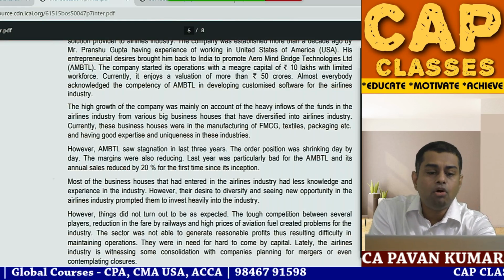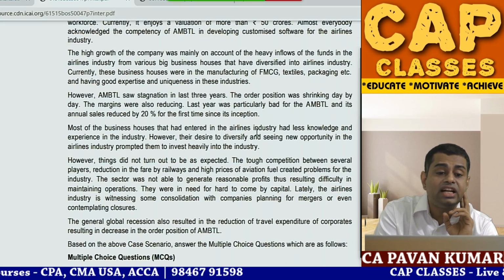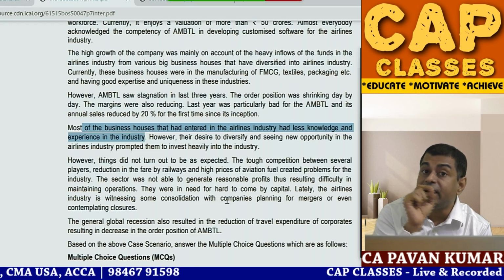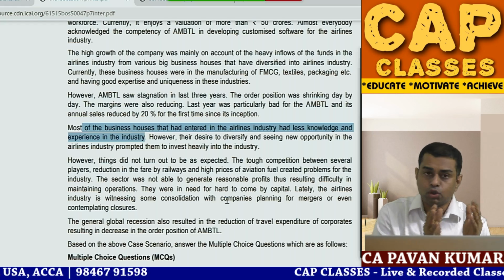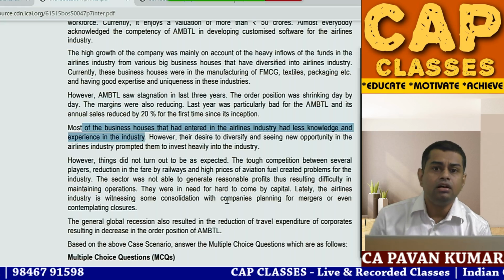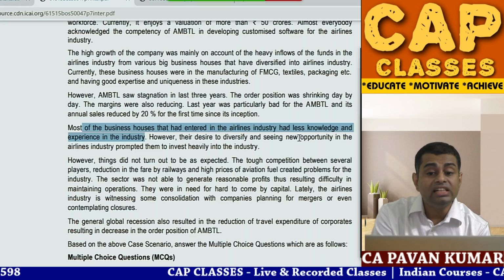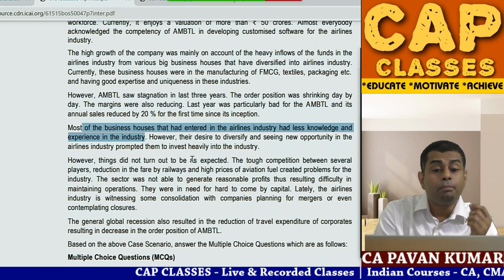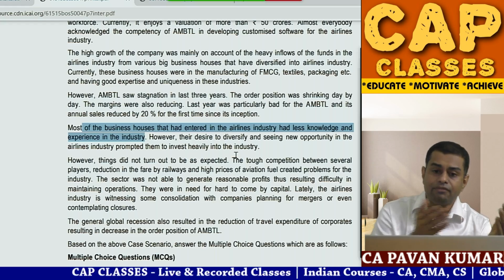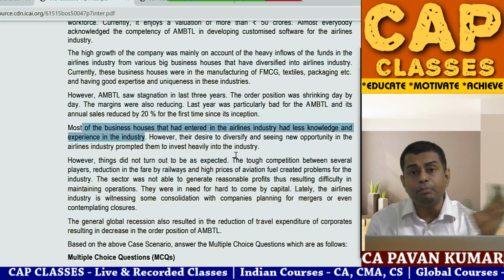Negative point. Most of the business houses that had entered into the airline industry had less knowledge and experience in the industry. Underline, star mark: no core competencies. So many big business houses entered into the airline industry, but still they are losing money. Why? They do not have core competency here. However, their desire to diversify and seeing new opportunity in the airline industry prompted them to invest heavily. Still, why are they investing money? They are FMCG companies, textile companies, packaging companies, but still they are pumping money into the airline industry.